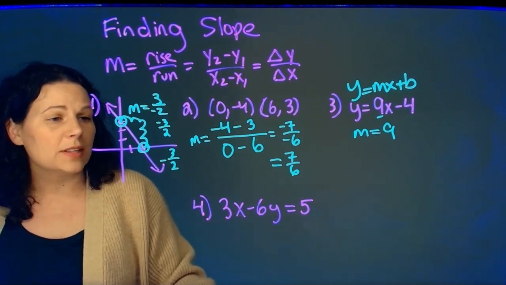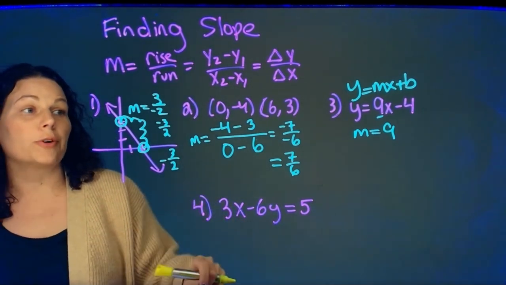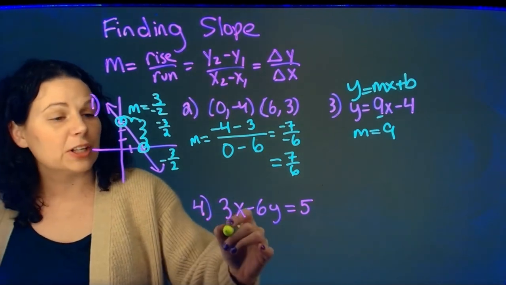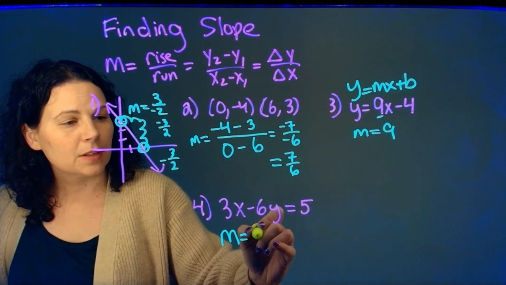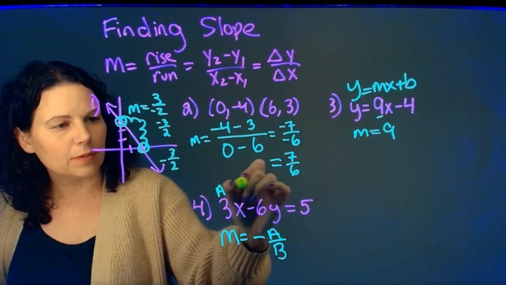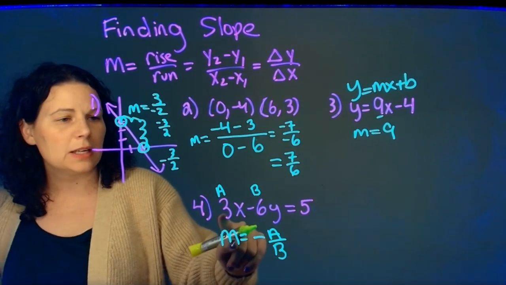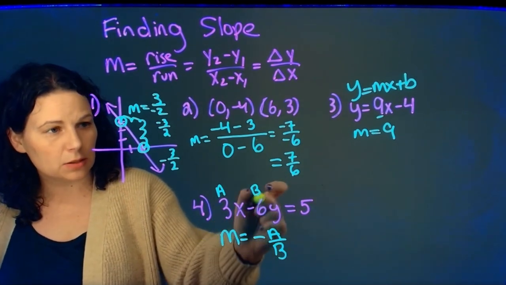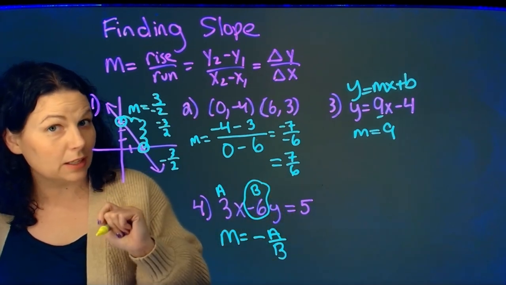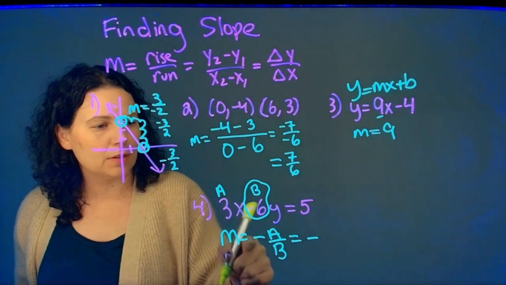For number 4, this is in standard form. You could solve for y and then just look for the number in front of x. That's totally allowed. But there's a little trick. The opposite of a over b. A is the number in front of x. B is the number in front of y. So 3 is my a, -6. Careful, this is my whole b. It's -6. Careful, negatives, they get you. So let's plug this in. We've got a negative in the formula.